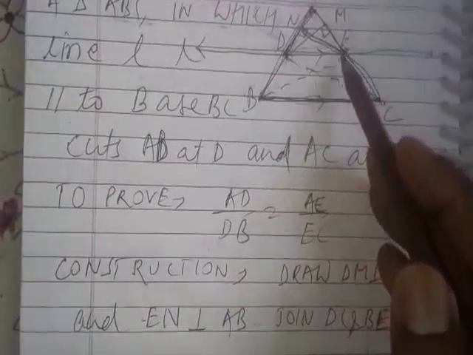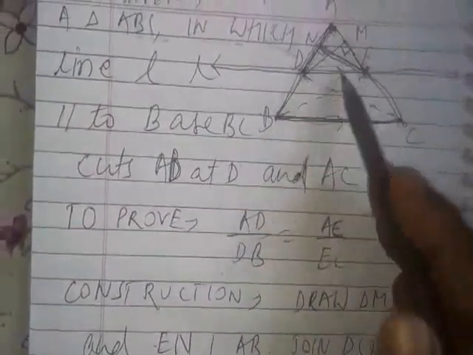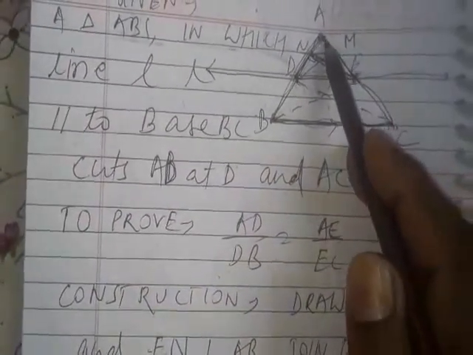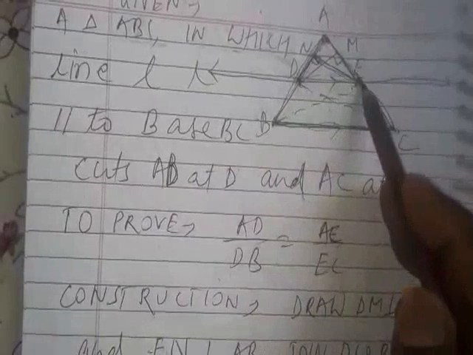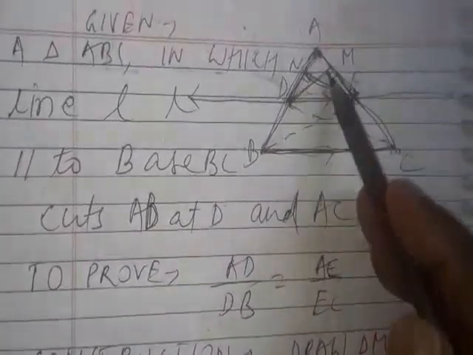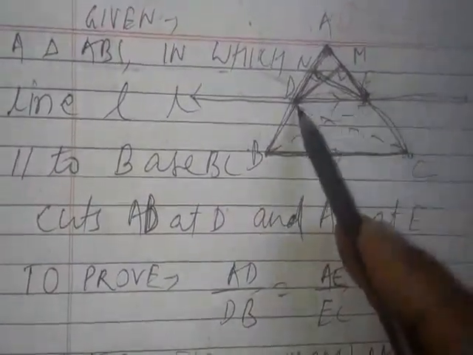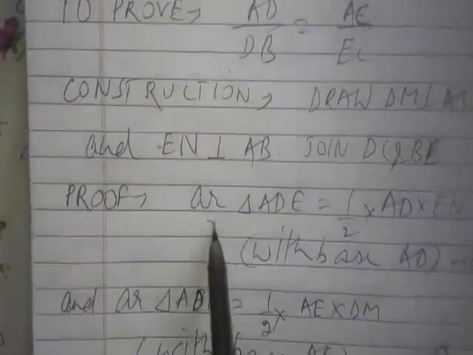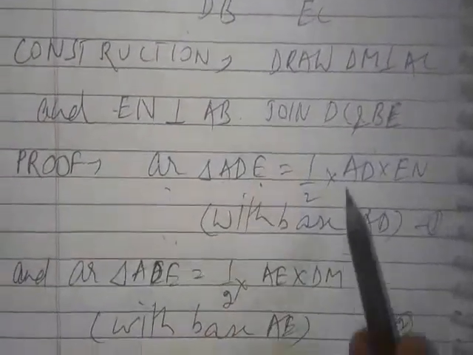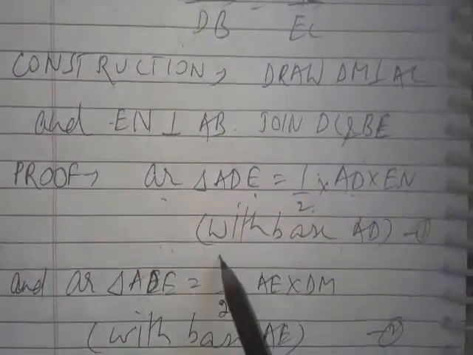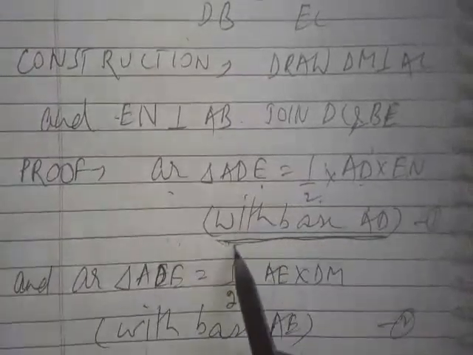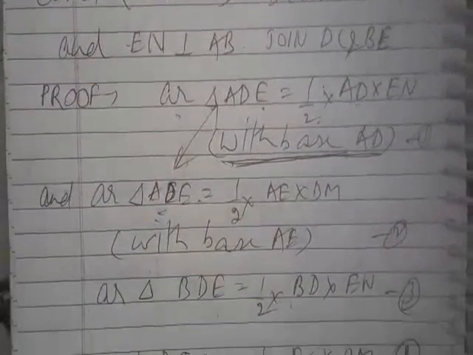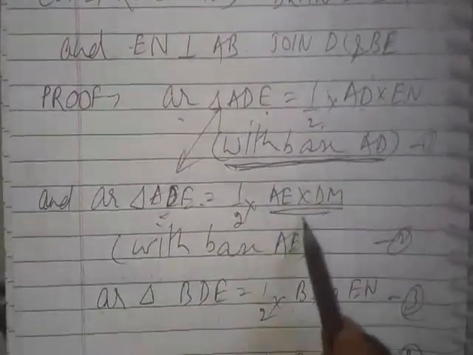Similarly, this triangle ADE again can be written as half AE into DM, where AE is the base and the corresponding altitude is DM. That we have written over here. That is, area of triangle ADE is equal to half AD into EN when the base is AD, and the same area of triangle ADE can be written as half AE into DM when the base is AE.